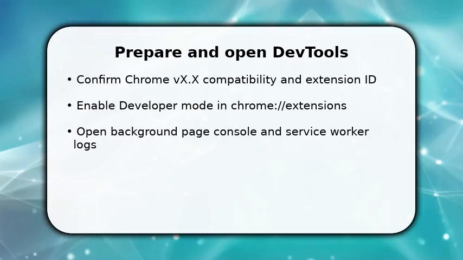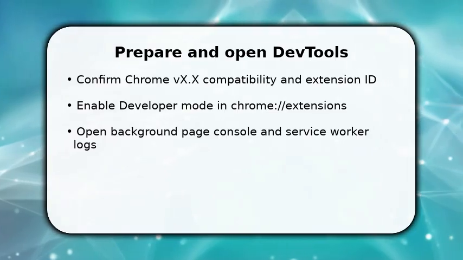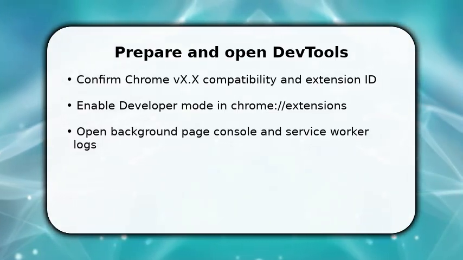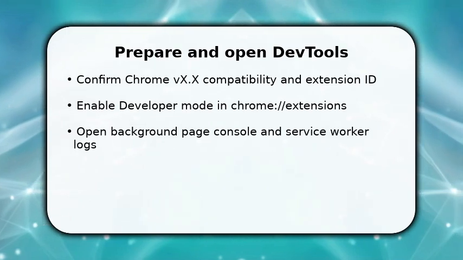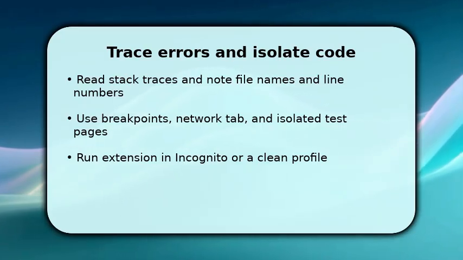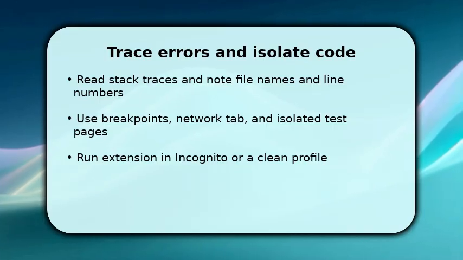JSON schema for typos. Run the extension and reproduce the bug while the console is recording, so you capture precise error messages and stack traces. Next, interpret stack traces and map them back to source files. Source maps help translate minified lines into readable code.